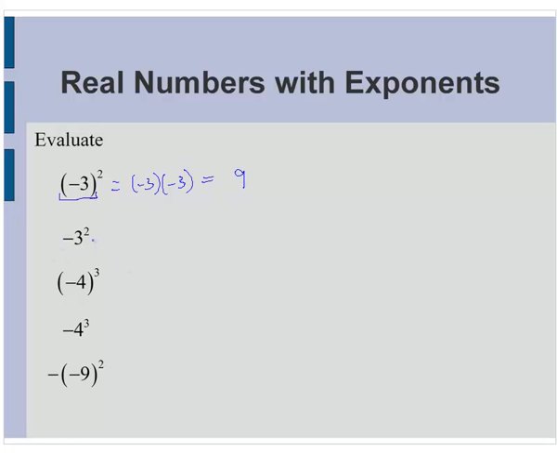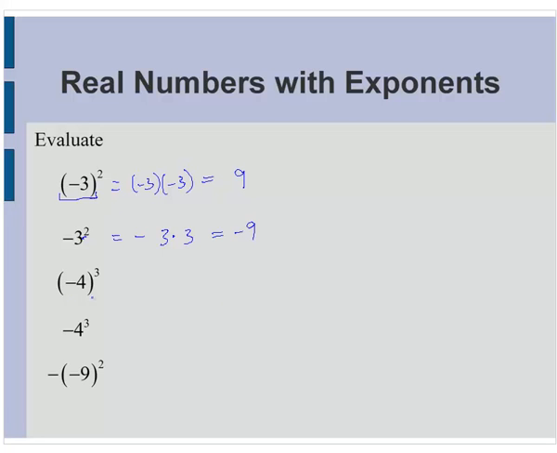But now this one is different. And here, there are no parentheses. The exponent applies only to the 3. So this says negative, and we have a 3 times a 3. 3 times 3 is 9, negative 9.